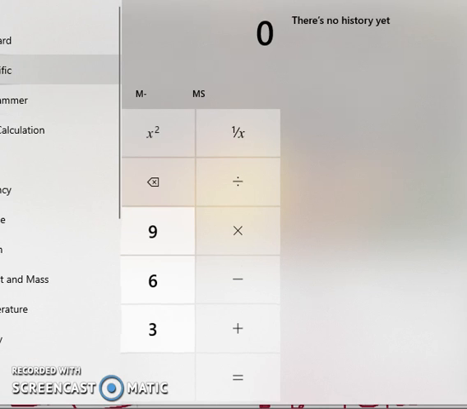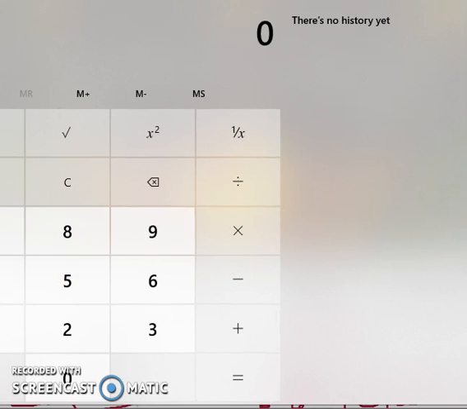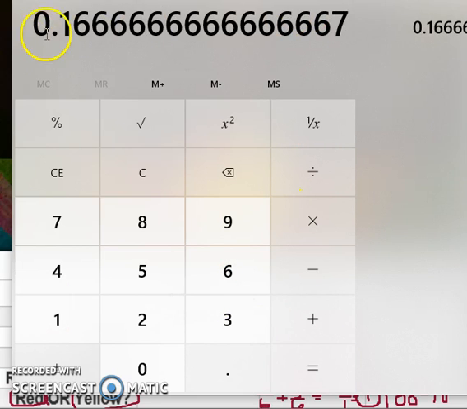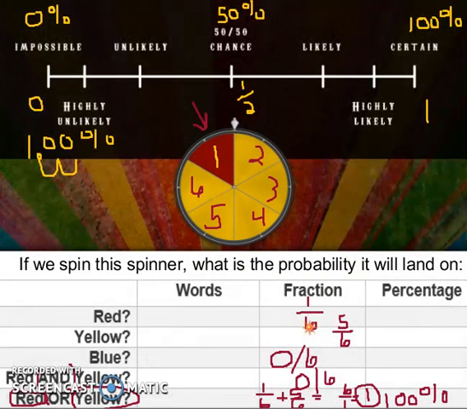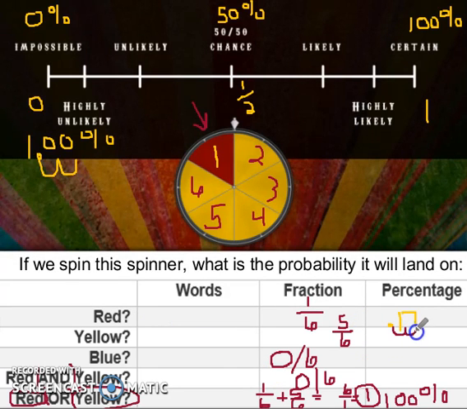I'm trying to change my calculator back to a standard calculator, but it won't let me. So let's just do 1 divided by 6. I get a 0.166 chance. Let's call that 0.17. If I want to change that into a percentage, I move my decimal point over 2 places. So I get 17%. So it's always good and helpful to take a fraction, change it into a decimal, then find the percent.